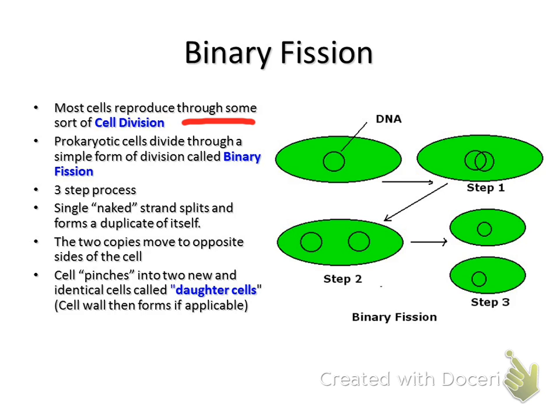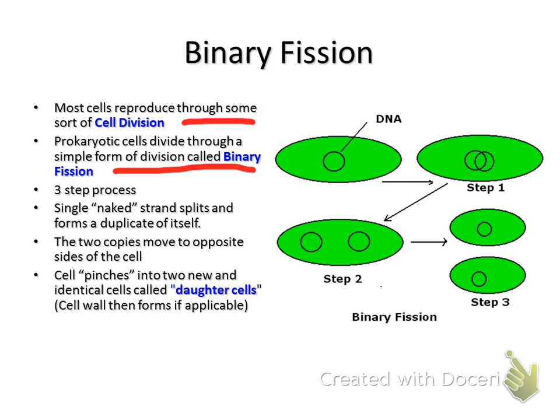If we think back to when we learned about all living things have to be able to reproduce, right? They all also have to grow. They all respond to stimuli. All those things that we learned about, now we're going to come back into play and we're going to find out, well, depending on what organism, they do it a little bit differently. So they all have to reproduce through some sort of cell division. Prokaryotic cells, the ones we're talking about right now, divide through binary fission.